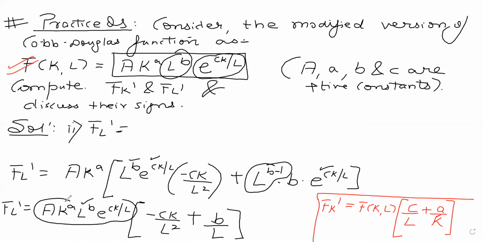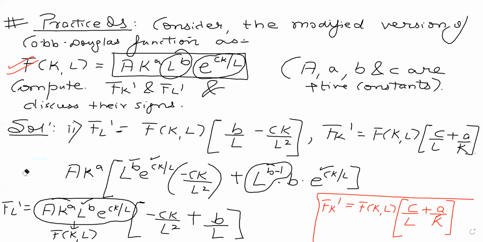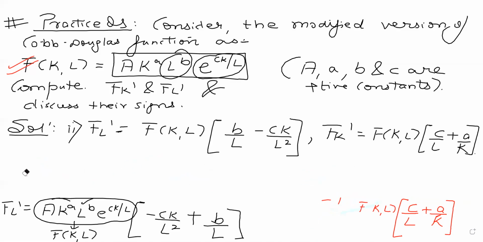What is this? This is nothing but f of KL, my production function. So this is f of KL times B by L minus CK by L square. This is my FL dash, and I'm just writing FK dash again. Our FK dash is f of KL times C by L plus A by L. So these are the values of FL dash and FK dash which I get from this particular production function. These are my marginal productivities with respect to labor and capital.